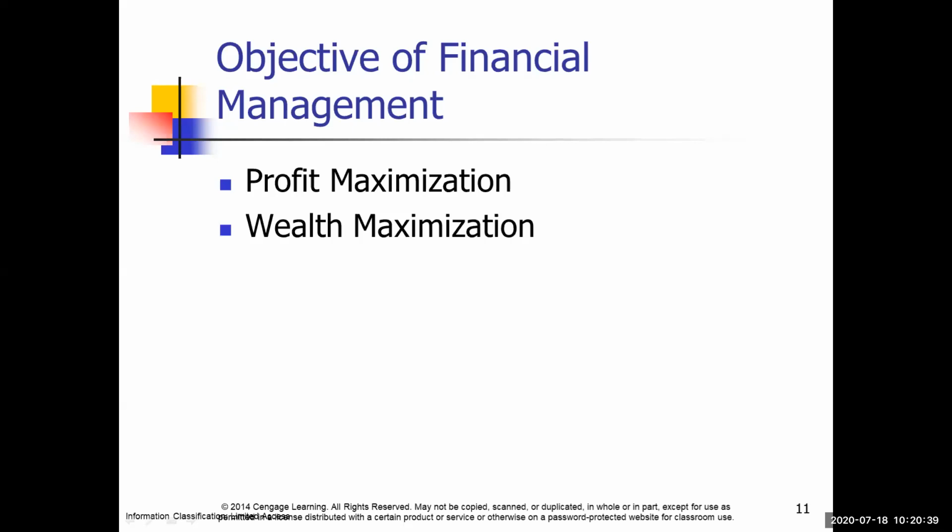So here what happens, any business wants profit to run the business. And this profit maximization is also called cash per share maximization. The ultimate objective of profit maximization is to earn good profit and make good returns to the investors. So that is the main objective of this concept of profit maximization.